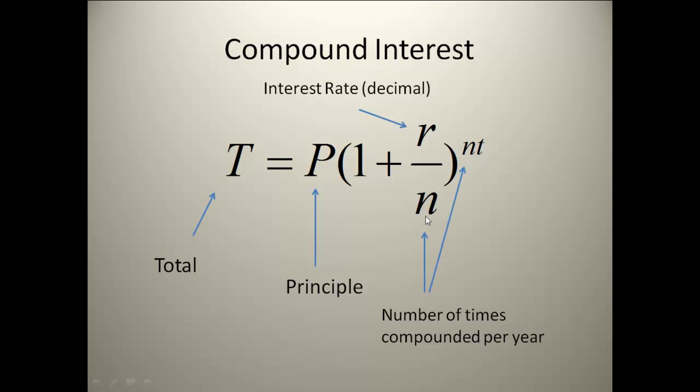The n, notice n occurs twice. N is the number of times it's compounded per year. So if something is compounded annually, that would be 1 time per year. If it's compounded quarterly, that would be 4 times a year. So n is the number of times it's compounded a year, and then t is the number of years that you leave the money in the account. So we will be using this formula when we look at things that are compounded.